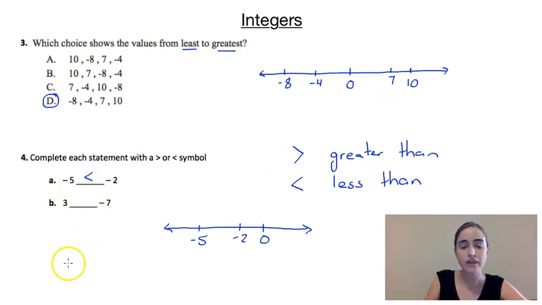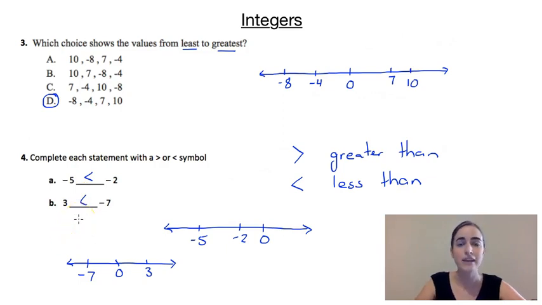For B, we've got 3 and we've got minus 7. If I put my 0 in the middle there somewhere, 3 is a positive number, so it's going to be up this side, and minus 7 is down in the negatives, so that means that minus 7 is going to be less than 3 as well. So we've used less than symbols for both of those. So that's having a look at ordering and comparing integers.